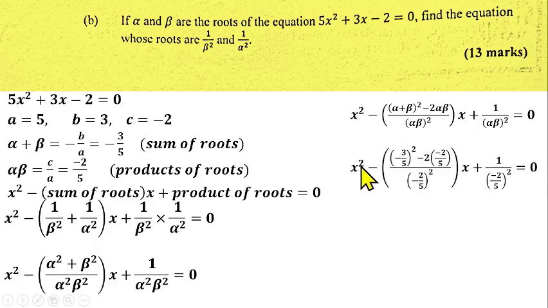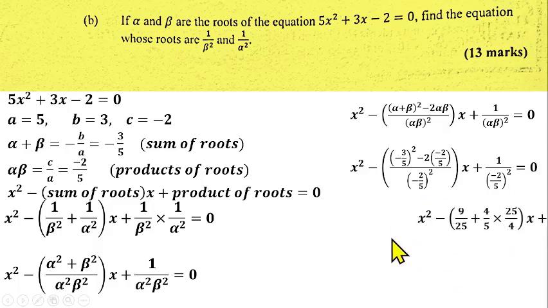So if you simply put that there, you have x squared minus open bracket, the sum of the roots, which is minus 3 over 5, so we have minus 3 over 5 squared minus 2 into alpha beta, which is minus 2 over 5, then over alpha beta, which is minus 2 over 5 squared, then x plus 1 over alpha beta, which is minus 2 over 5 squared, equals 0.